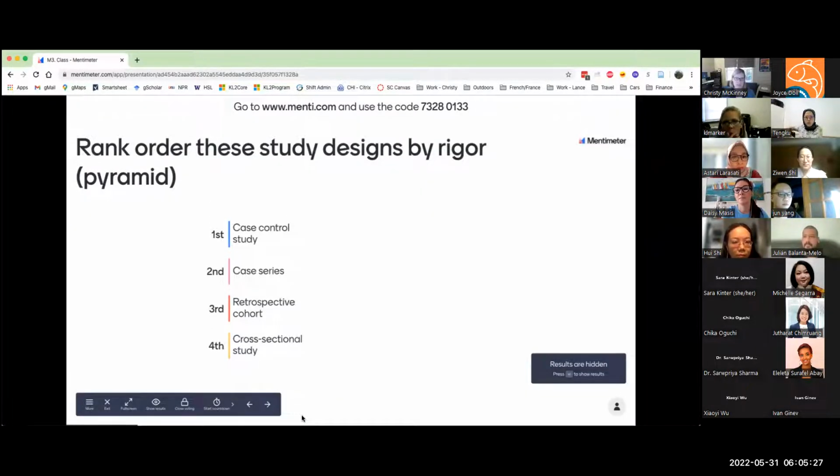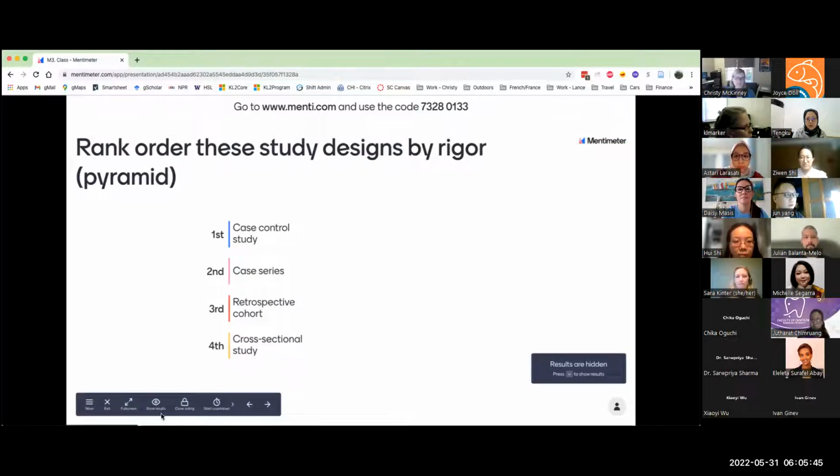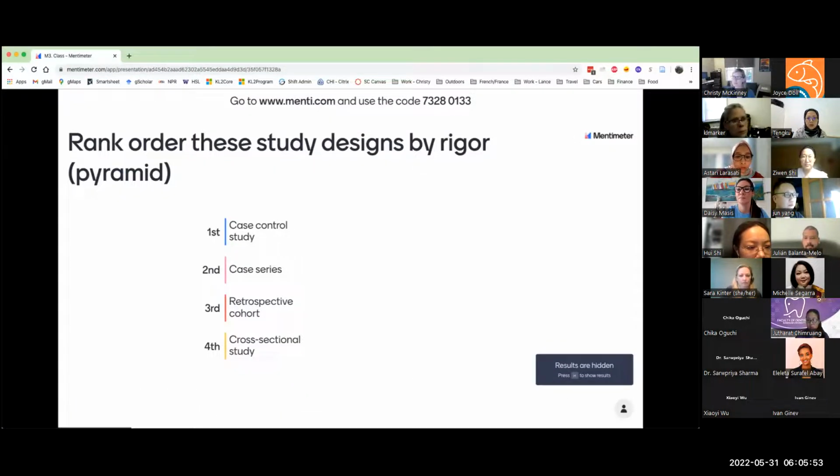So let's start with a Menti ordering here. So rank order these study designs by rigor. I'll give you guys a minute to do that. If you have any troubles with Menti, please let me know. Can you give the link again? Oh, yeah, Joyce, can you post the link? Thank you. Yes, I posted the link.